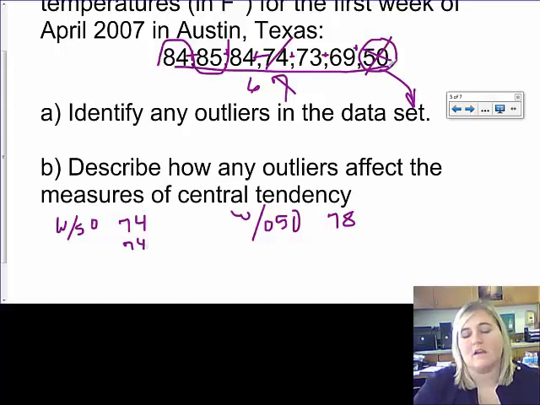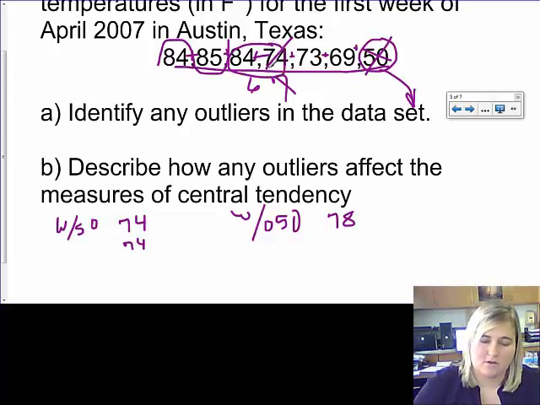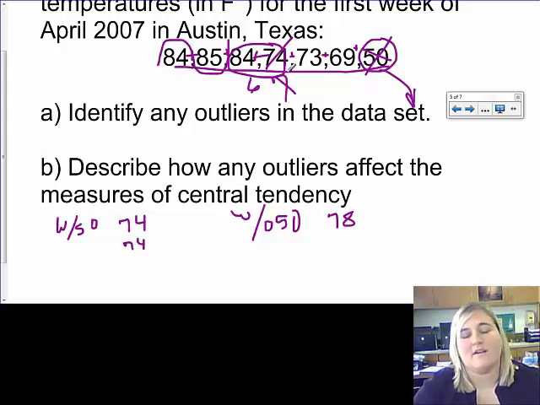Okay, and if I take 50 out, it's going to have to be between these two numbers, because I find that my middle would be 2 numbers. So I have to find the average of those 2 numbers, which would be 79, because I would take 84 plus 74 and divide it by 2. So if I take 50 out, in this case it increases my median.